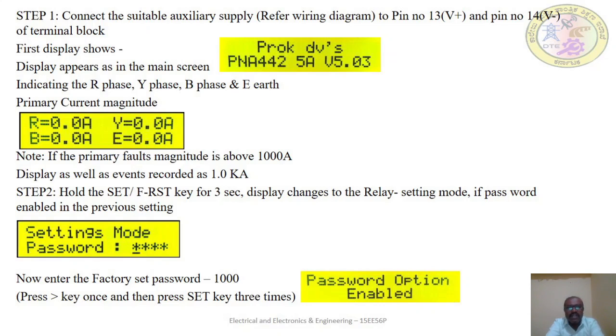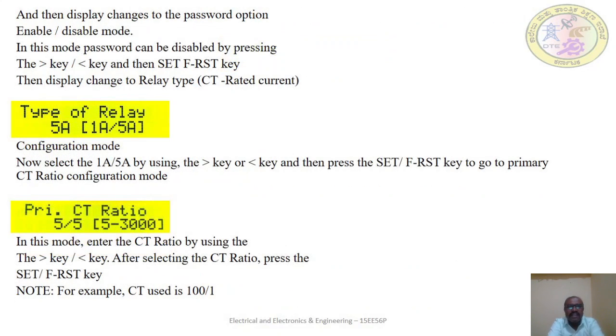Second step, hold the set/reset key for 3 seconds. The display changes to relay setting mode. If the password was enabled in the previous settings, it will appear like this. Now enter the factory reset password, which is 1000, and then it will be enabled. And then the display changes to password option enable or disable. In this mode, the password can be disabled or enabled by pressing the key.